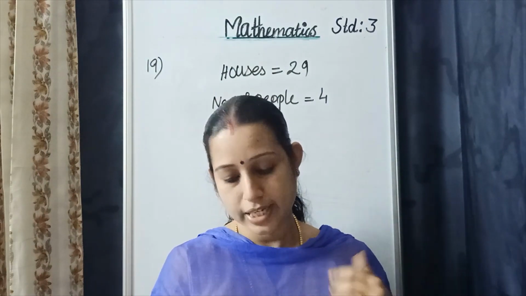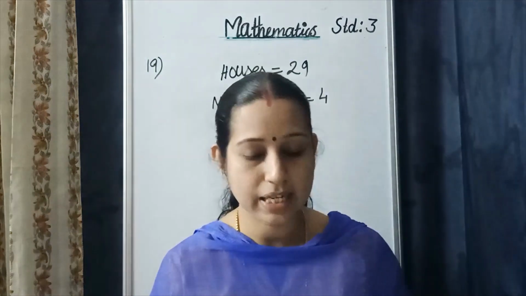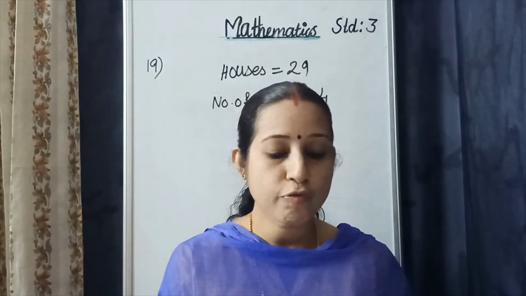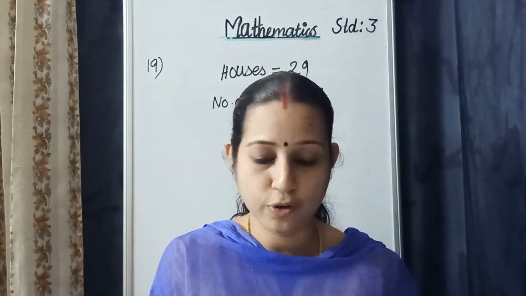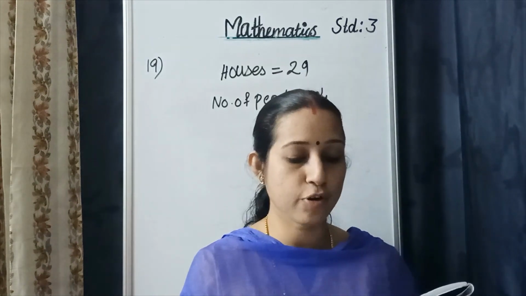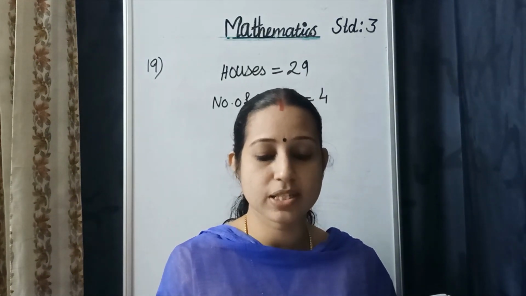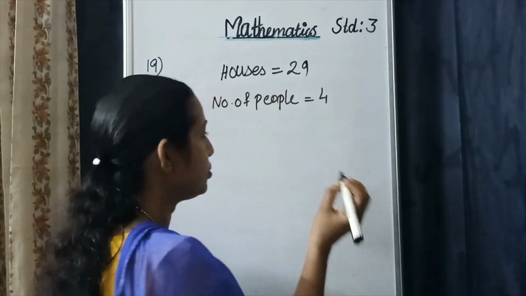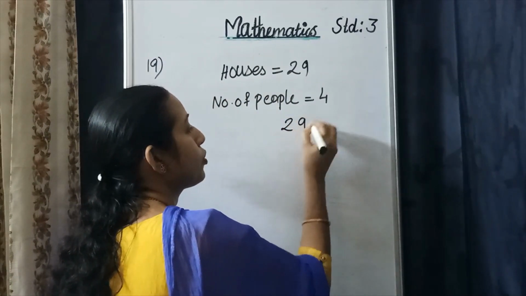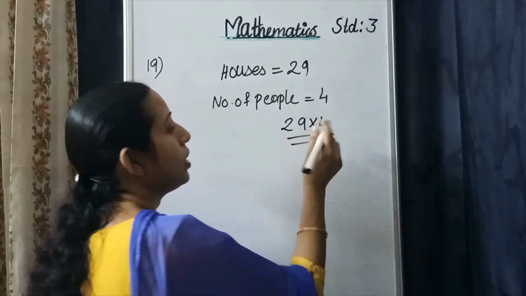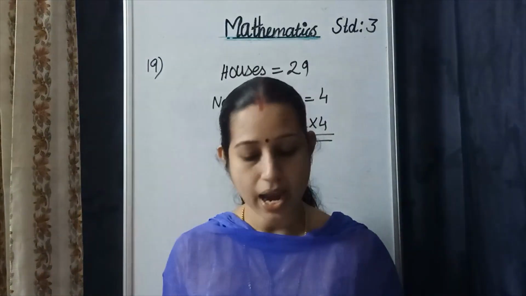That's the step statement: number of houses is equal to 29. Number of people in each house is equal to 4. Therefore, the number of people in 29 houses is equal to 29 into 4. If you multiply that, you will get the answer.